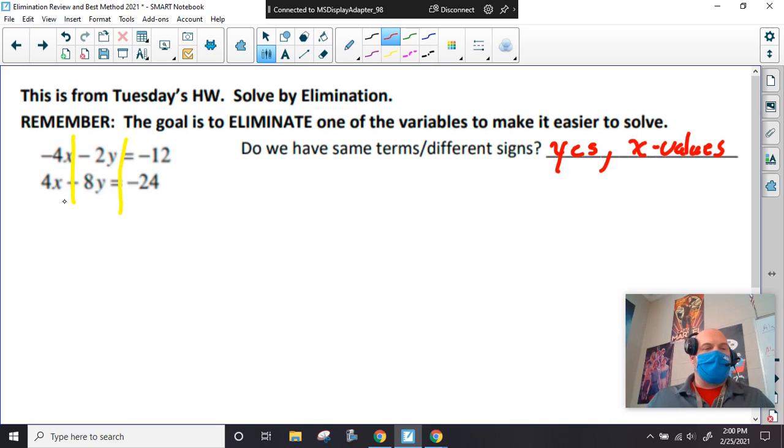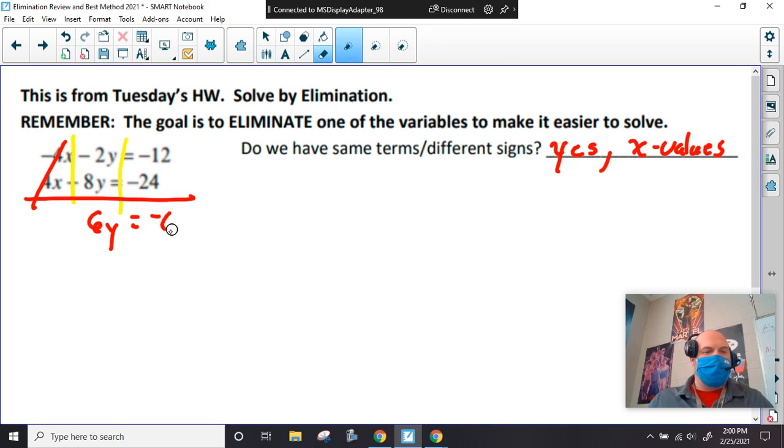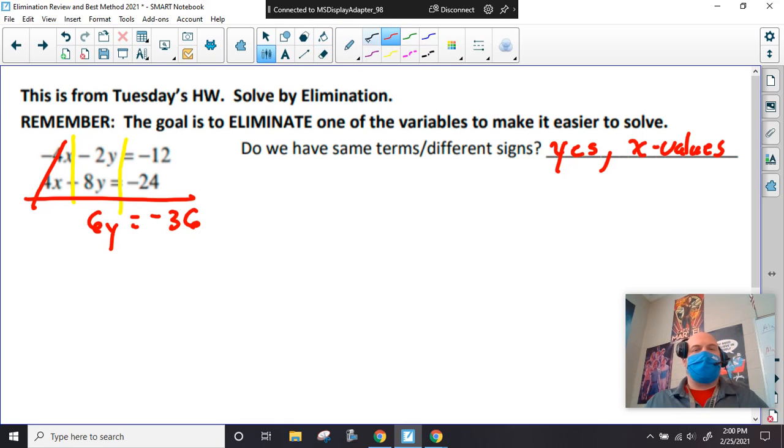Now, if we do that, if we combine them, those go away. I'm left with 6y. And then this is negative 36, not 63. From here, you would just divide, and we get y equals negative 6. Awesome.